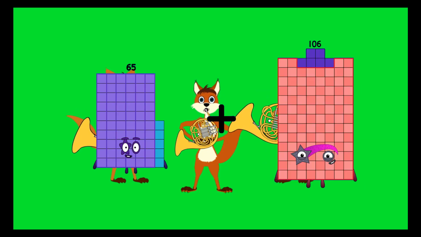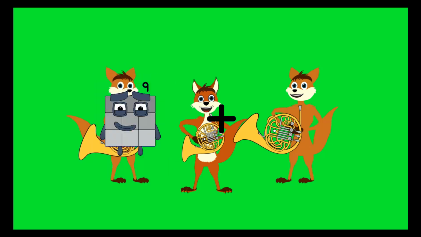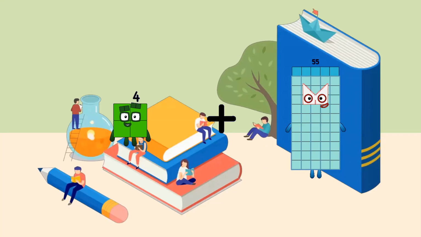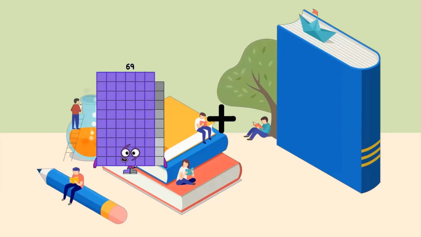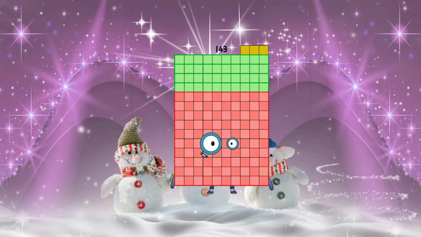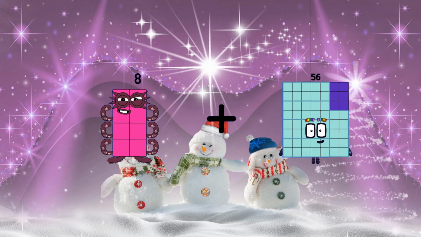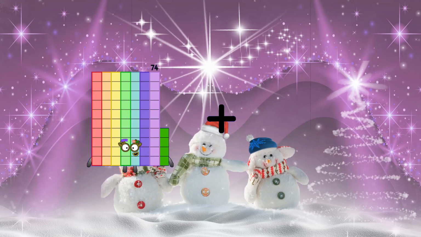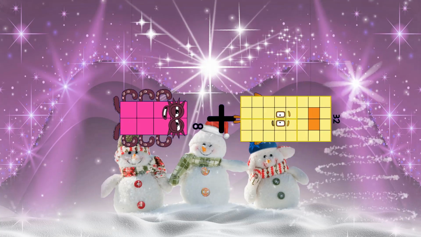65 plus 26 equals 91. 4 plus 55 equals 59. 69 plus 74 equals 143. 8 plus 71 equals 79. 8 plus 32 equals 40.